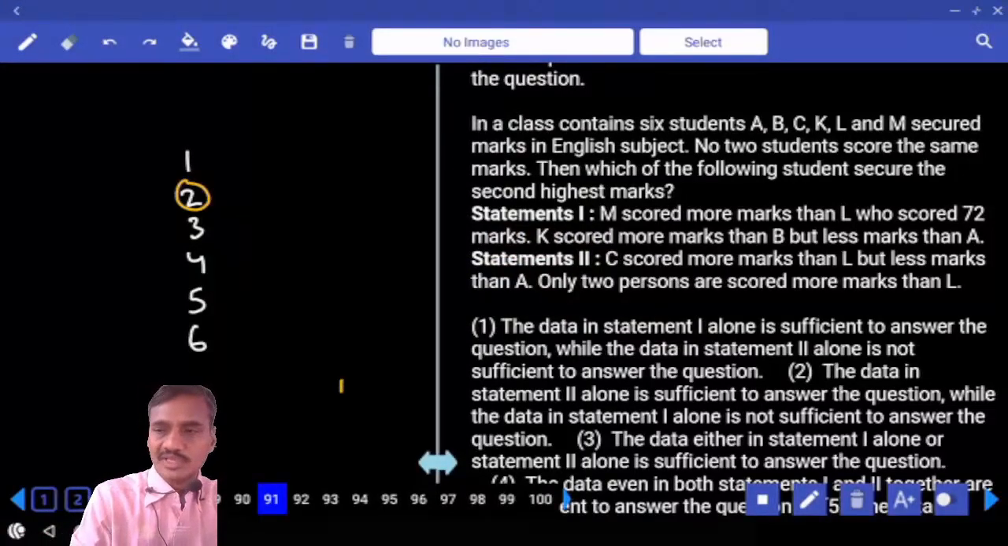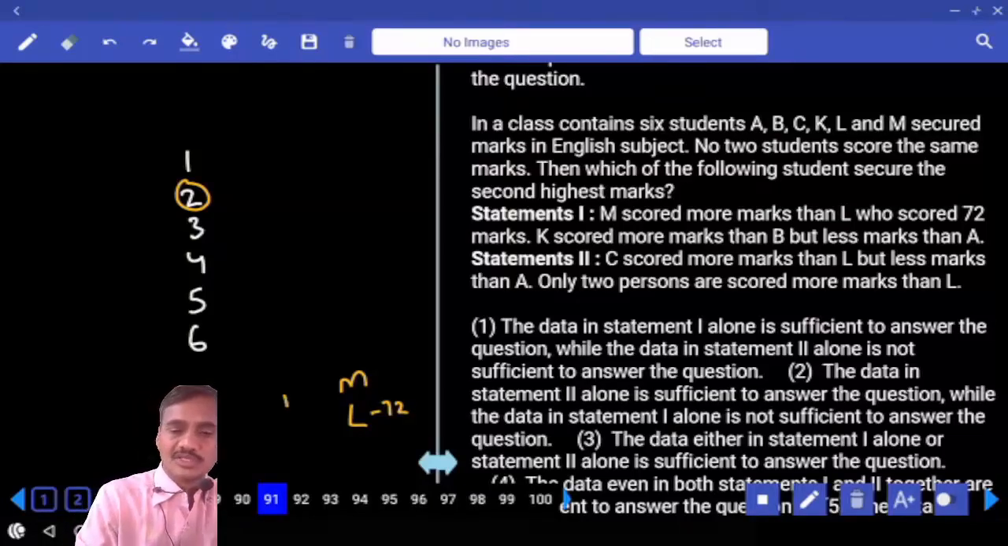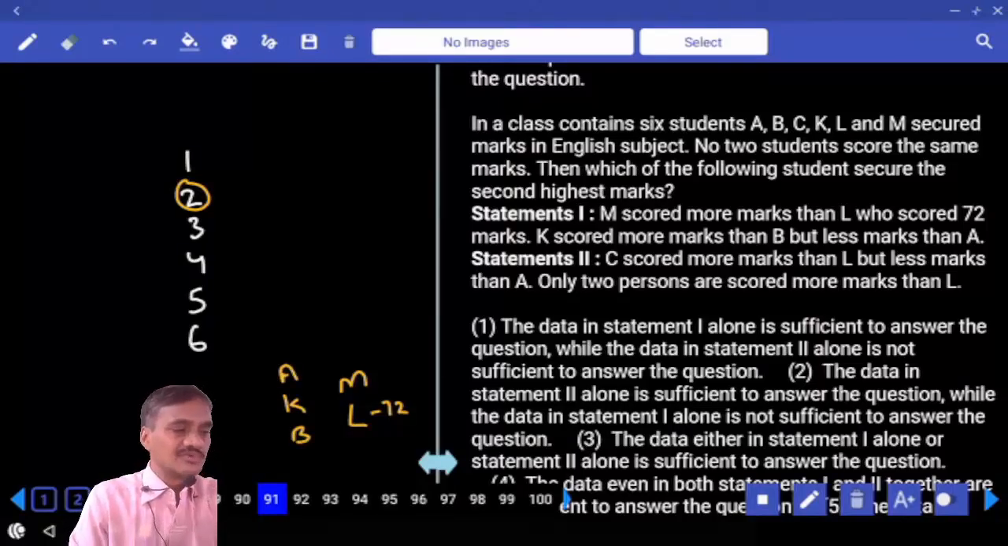M scored more than L. L scored 72 marks. K scored more marks than B but less than A. K is more than B but less than A. Now with the help of this information, are we getting any answer here? No, because maybe A can be at that place, K can be here, M can be here, L can be here. Except B, we can have the remaining persons.